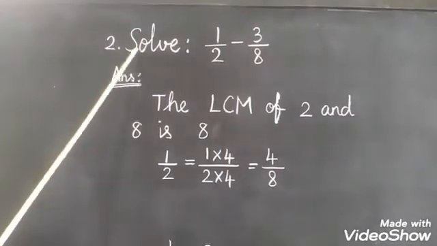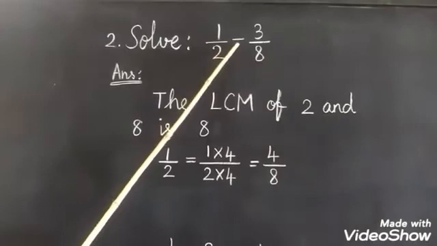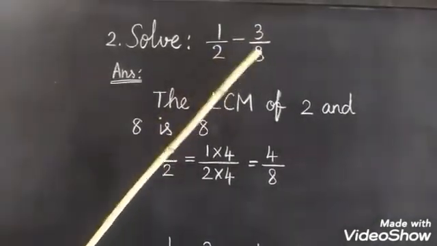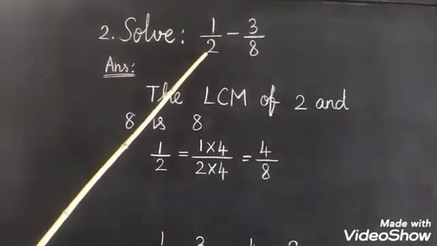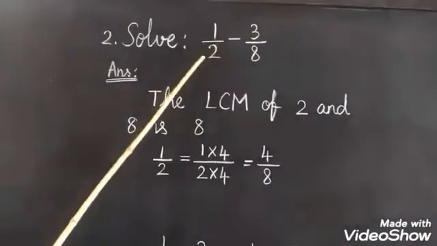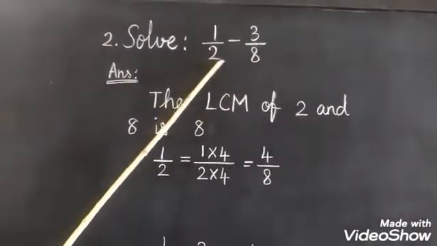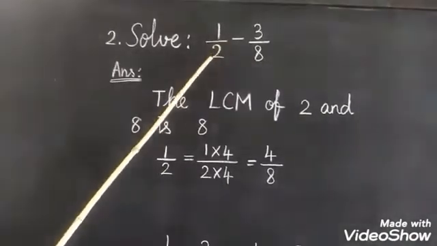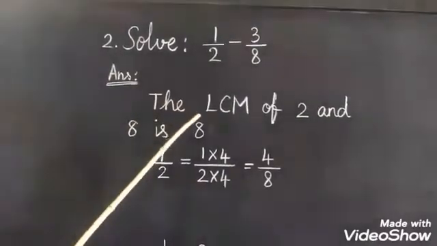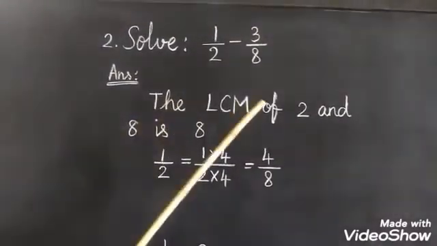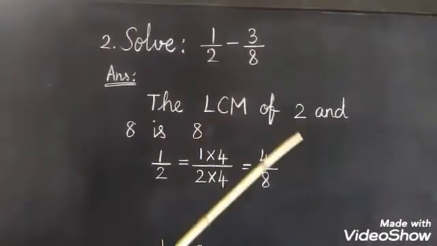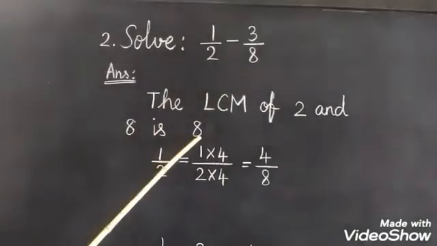See the next sum. Solve 1 by 2 minus 3 by 8. See these two fractions. In the denominator we have 2 in the first fraction and 8 in the second. These are unlike fractions, so for subtraction we have to convert them into like fractions. For that, first we have to find the LCM. The LCM of 2 and 8 is 8. After calculating the LCM you have to write this.